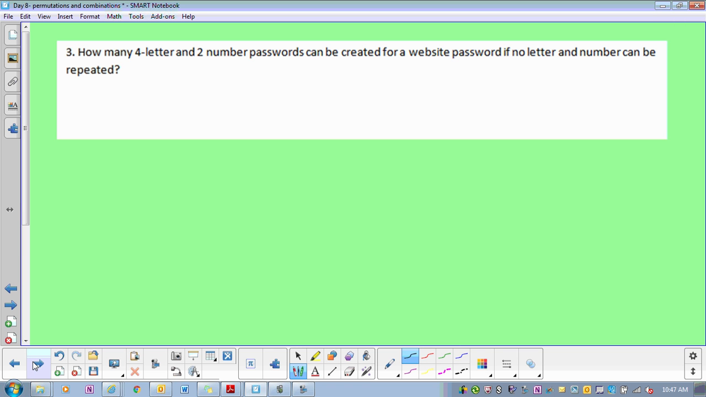How many 4-letter and 2-number passwords can be created for a website password if no letter and no number can be repeated? All right. So think about this. 1, 2, 3, 4 letters, right? So letters here, and 2 numbers here, right? Your entire password has to be 6 characters, right? They said you can't repeat any letters or numbers. All right, that's fine. Think about the letters.